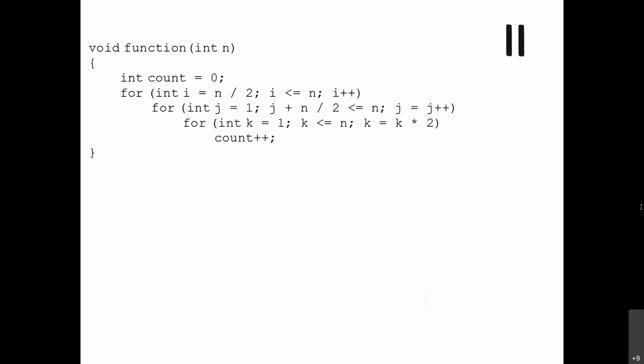What about this one? Similar, the first two loops are similar. This is O of n. This is O of log n. Nothing changed here. The only difference was the second one in the condition. Take a minute.